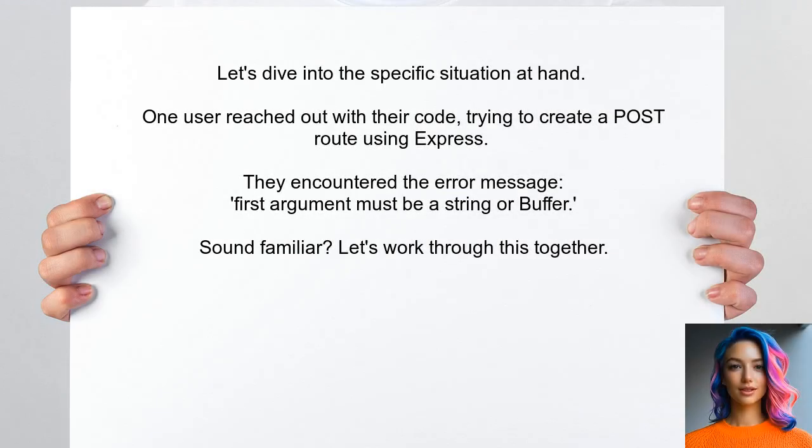Let's dive into the specific situation at hand. One user reached out with their code, trying to create a post route using Express. They encountered the error message: "First argument must be a string or buffer." Sound familiar? If so, let's work through this together.